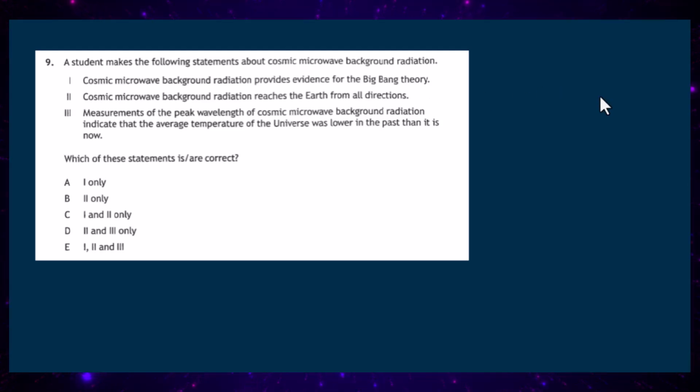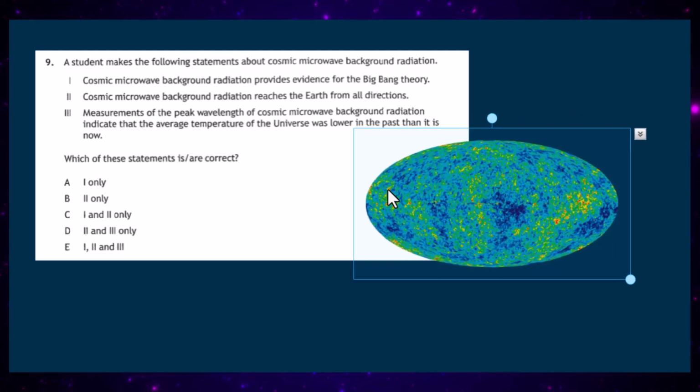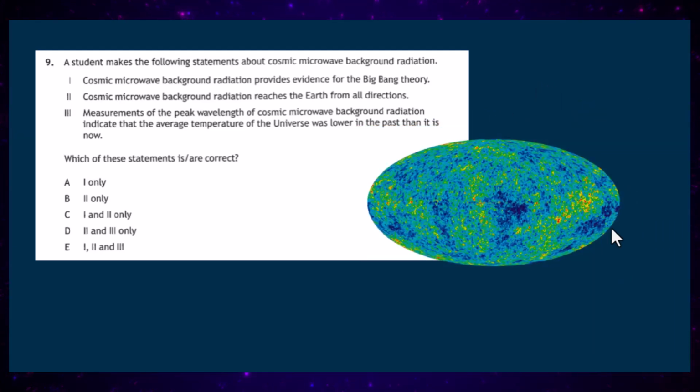Let's take a look at the famous picture of the background radiation, and now you can see it there. So cosmic background radiation provides evidence of the Big Bang Theory, and Statement 1 is correct. So we'll mark that correct there. Microwave background radiation reaches Earth from all directions. Well, this is true, as you can see from the picture. This is a 360-degree picture of all the universe, and you can see the cosmic background radiation coming from all directions. So that is correct as well.